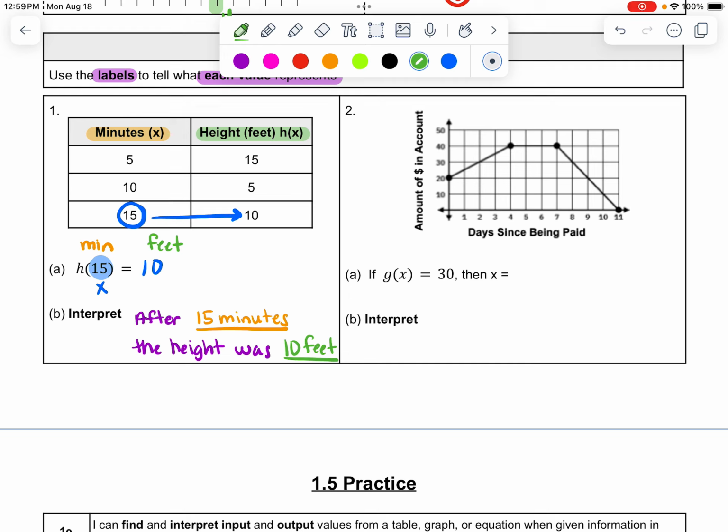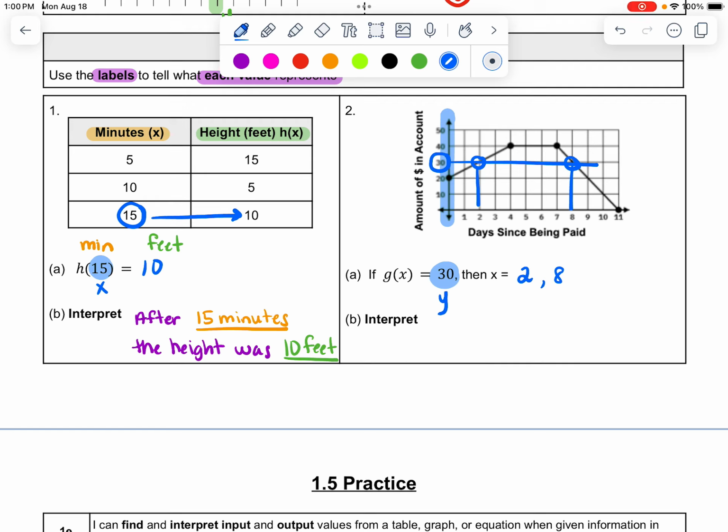Let's try problem number 2. If g of x is equal to 30, then what does x equal? Well, since the 30 is after the equal sign, that's a y value, which means I'm going to find that number somewhere over here. This is the 30. Now I'm going to look to the left and look to the right, and I can see that there are 2 places where the graph lines up with the 30. The first place is when x is 2, and the second place is when x is 8.